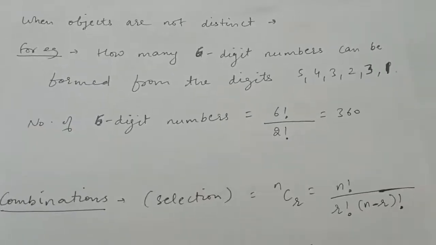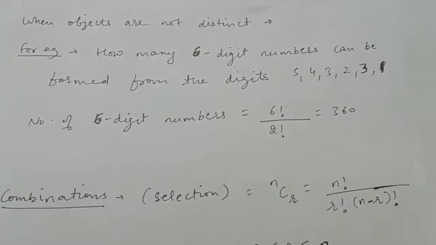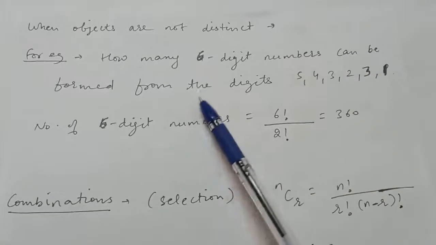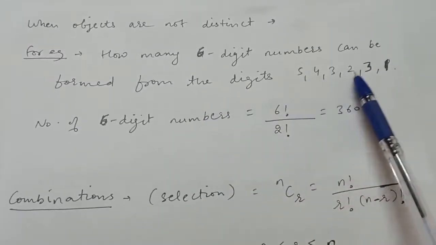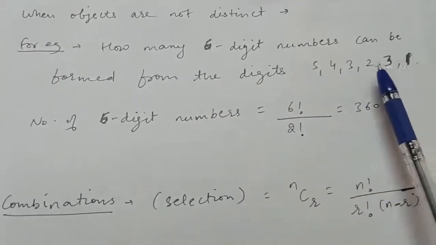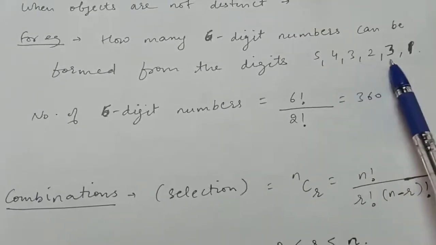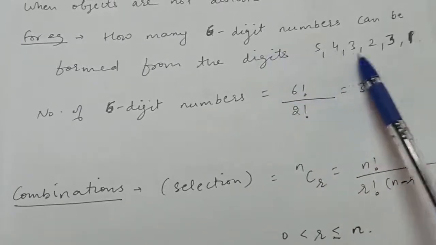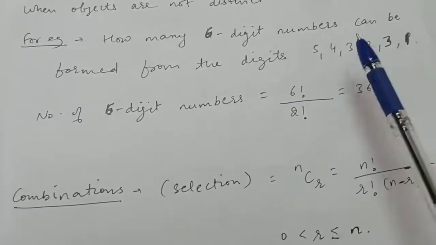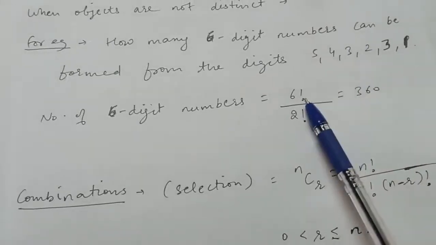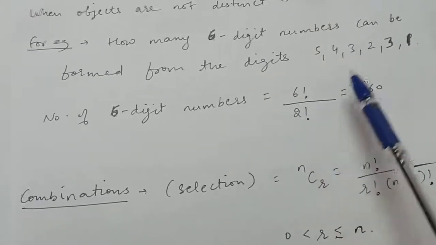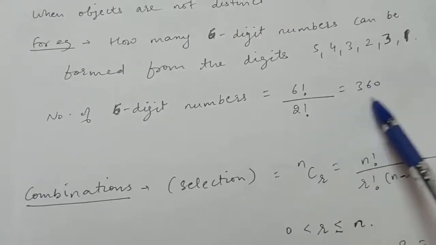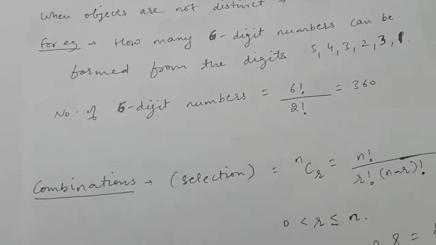Now the cases when objects are not distinct. For example, if you have to make 6-digit numbers which can be formed from the digits 5, 4, 3, 2, 3, 1. Now the objects are not distinct because 3 is repeating twice, and we have to make a 6-digit number, and these are 6 digits only, right? Which can be arranged in 6 factorial divided by 2 factorial, because 3 is repeating twice. So you will get these many 6-digit numbers, right?